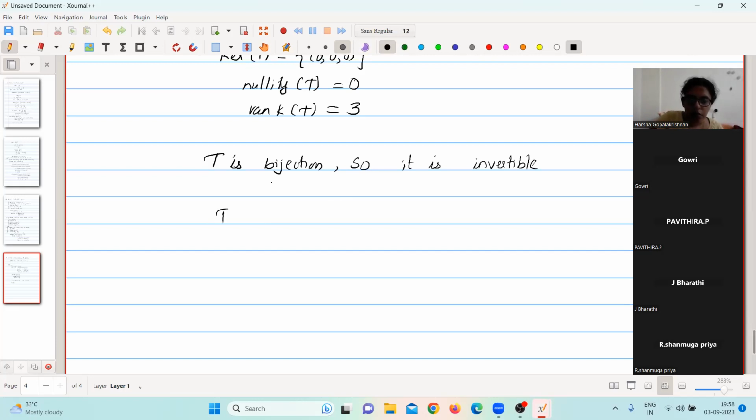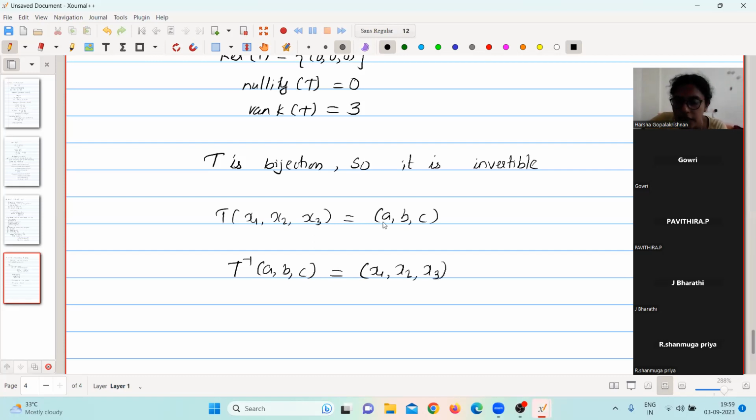Now I am assuming T of x1, x2, x3 equals ABC. I'm taking T of x1, x2, x3 equal to ABC. Now, what will be T inverse of ABC? It is x1, x2, x3.